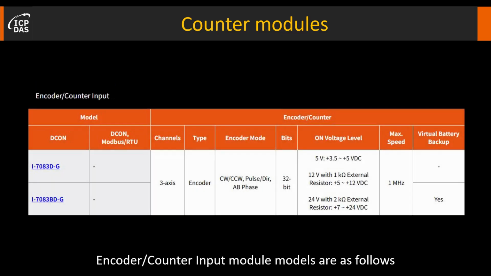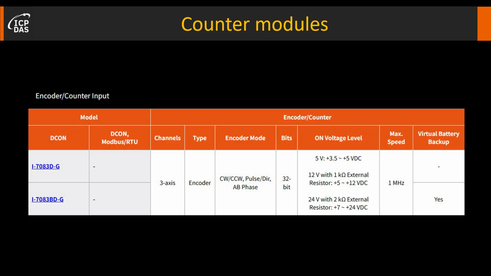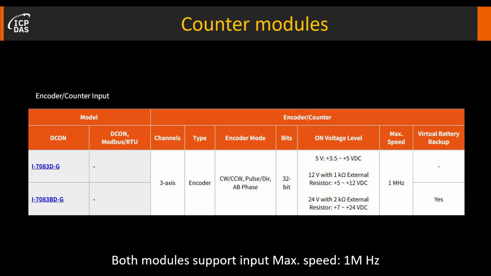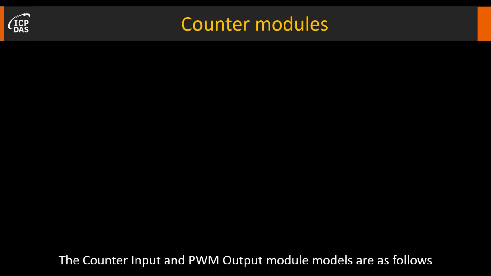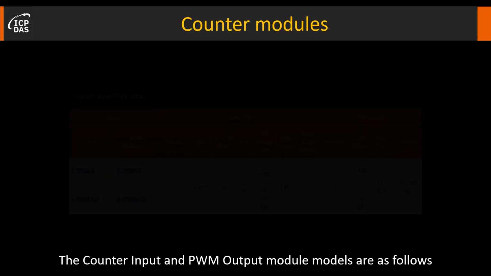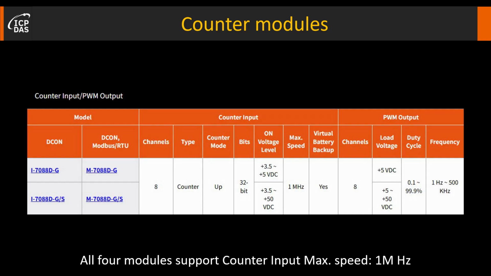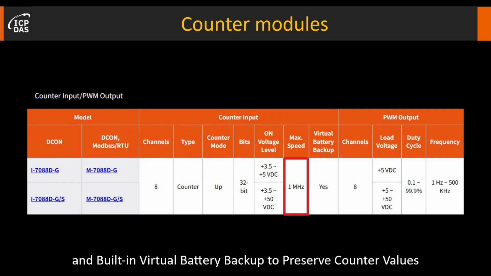Encoder/counter input module models are as follows. Both modules support input max speed, 1 MHz. Model I-7083BD, G has built-in virtual battery backup to preserve counter values. The counter input and PWM output module models are as follows. All 4 modules support counter input max speed, 1 MHz and built-in virtual battery backup to preserve counter values.